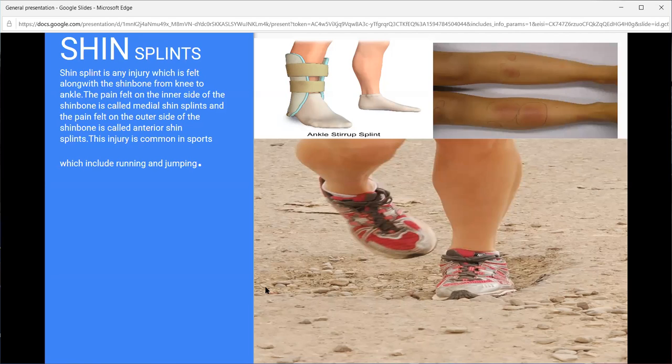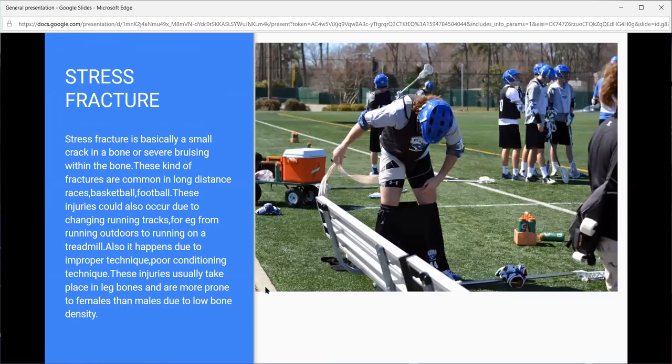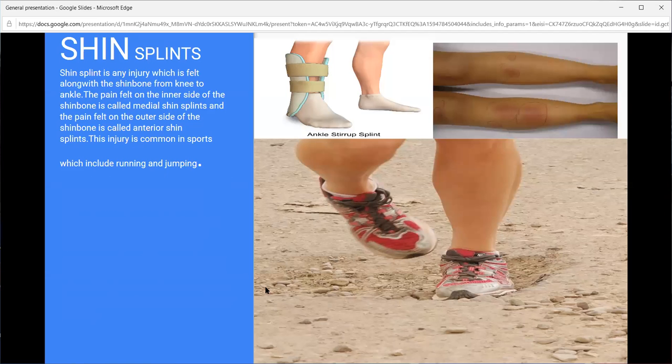For example, you see this girl, the way she's running, her legs are facing inwards and they are supposed to be facing straight, but they're facing inwards. This is when these kinds of injuries happen, due to wearing wrong size shoes or improper technique of running. I didn't write about the first aid for shin splints because it's exactly the same as for torn ACL.